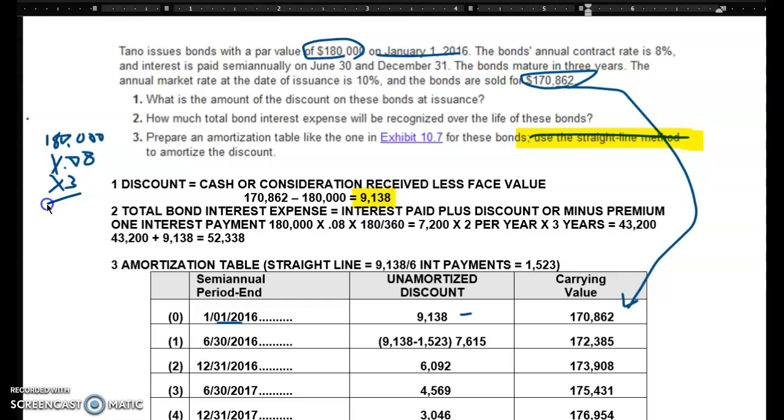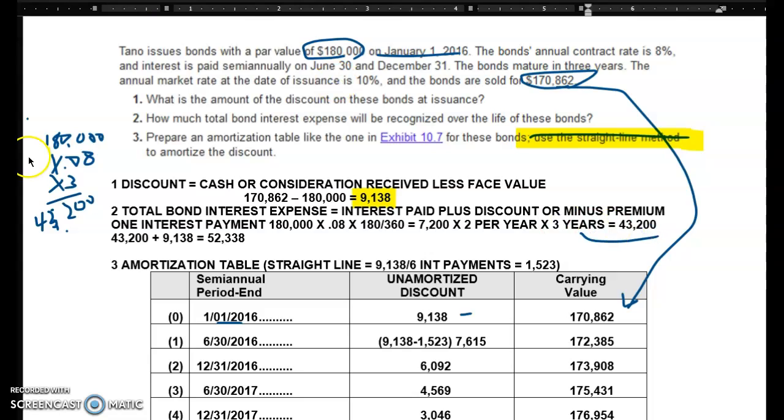So pull out the calculator. 180,000 times 0.08 is 7,200 times 3 is, I said that wrong. My fingers are in the habit of doing every 6 months when I'm looking at this. 180,000 times 0.08 is 14,400 times 3 is 43,200. And that's the answer right there.